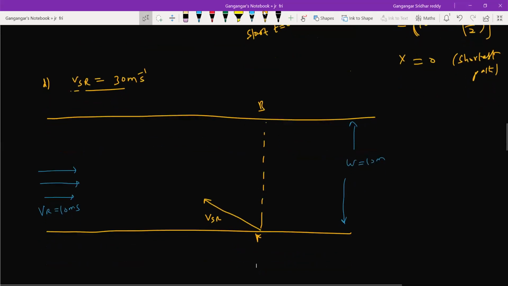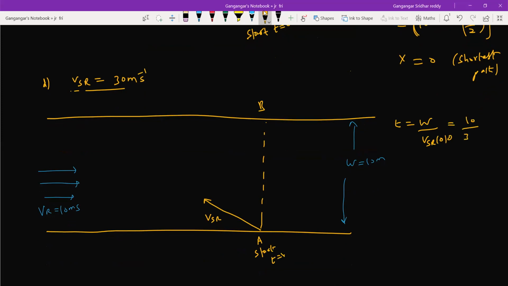Okay, substitute everything now. We'll start at point A, t equal to 0. As usual, t equal to W by VSR cos theta, 10 by 30 root 3 by 2. 2 by 3 root 3. Root 3 is 0.6, 1.2, so 0.4 seconds.